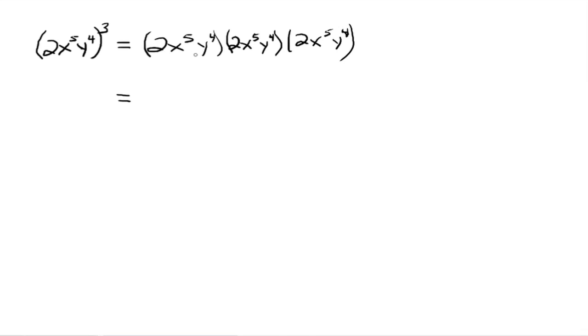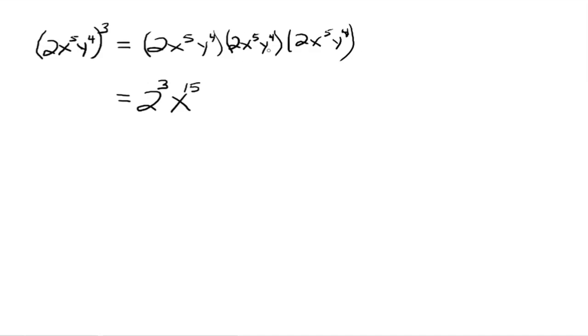All of this is multiplication, remember? So we have 2 times 2 times 2. We can rewrite that as 2 to the 3rd power, just from previous knowledge. Then we have x to the 5th times x to the 5th times x to the 5th, which is x to the 5 plus 5 plus 5, which is 15.